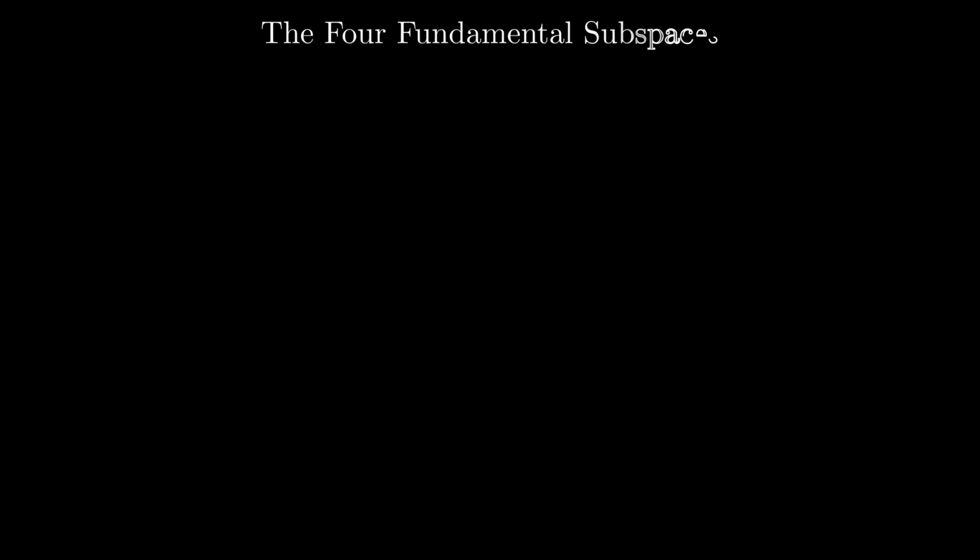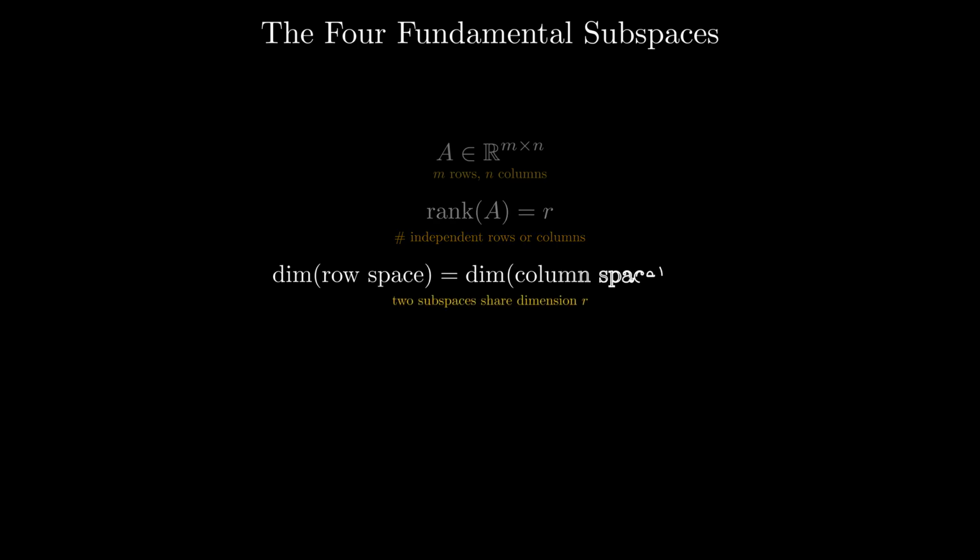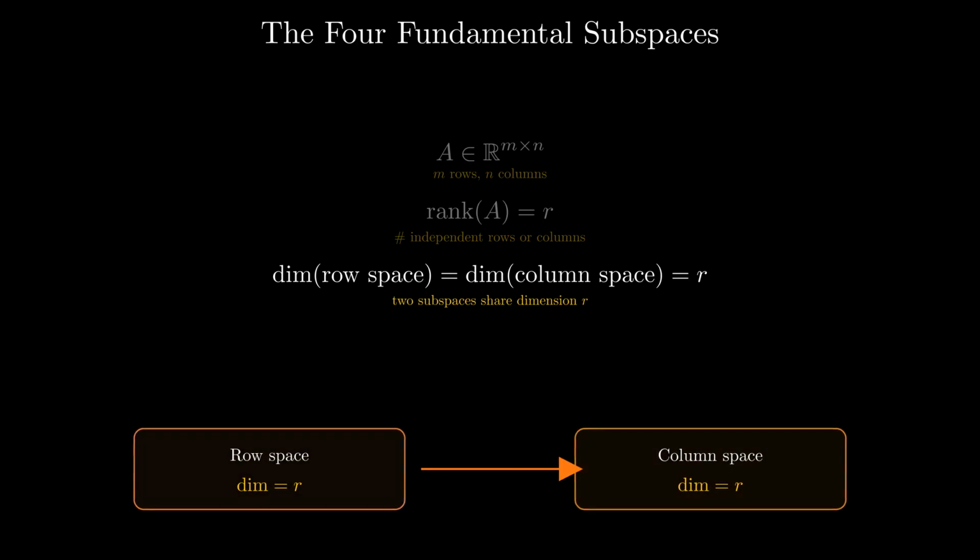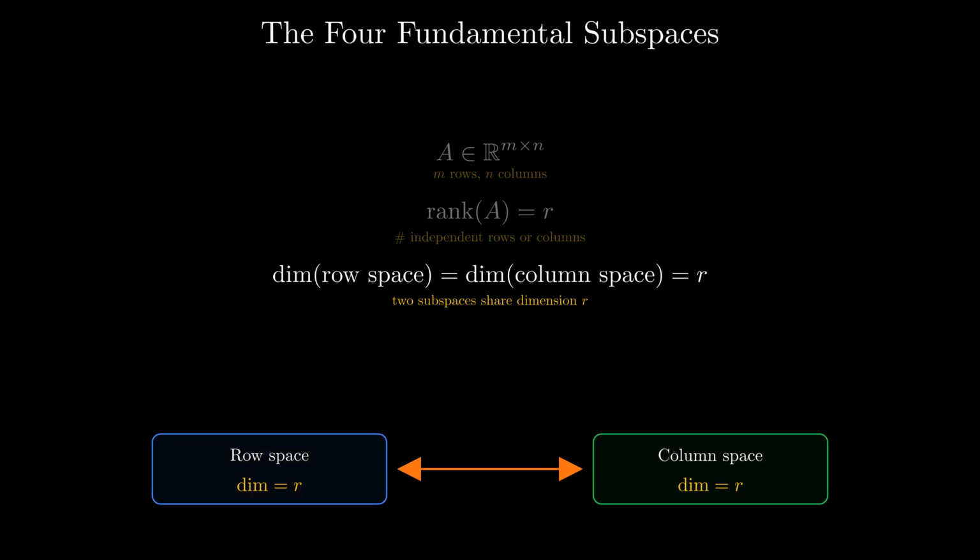The secret lives inside the 4 fundamental subspaces. To find this hidden inverse, we need to know exactly where a matrix lives. Take any matrix A with m rows, n columns, and rank R. The rank counts the number of independent rows or columns. That single number R controls everything. 2 of these subspaces share the dimension R, and that shared dimension is where the magic happens.